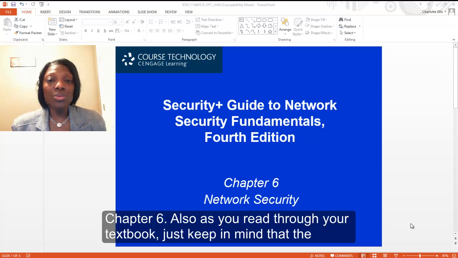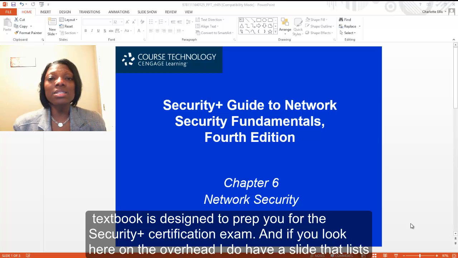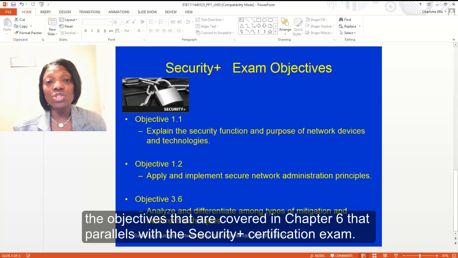Also, as you read through your textbook, just keep in mind that the textbook is designed to prep you for the Security Plus certification exam. And if you look here on the overhead, I do have a slide that lists the objectives that are covered in Chapter 6 that parallel the Security Plus certification exam.